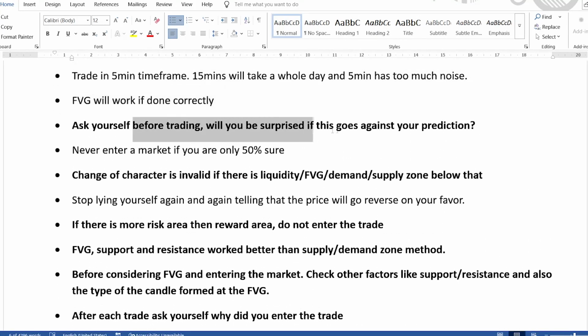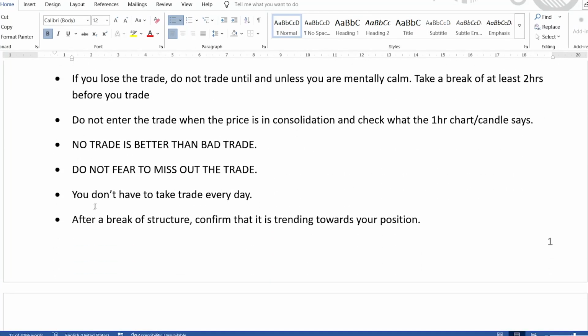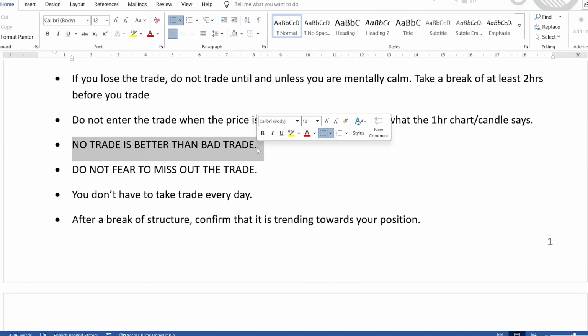ask yourself, will you be surprised if this goes against your prediction? If it is yes, and you are afraid to take a trade, do not take it, because no trade is better than a bad trade. Saving your capital is better than losing your capital.